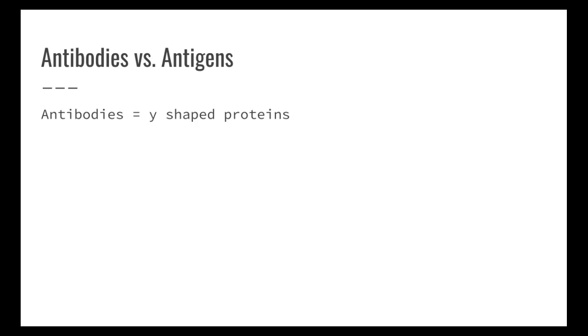So an antibody is a Y-shaped protein. This Y-shaped protein is created by a white blood cell, and what it does is it goes to a pathogen or a foreign invader and it kind of tasers it, so it stops it from moving so that another type of white blood cell can actually destroy it.